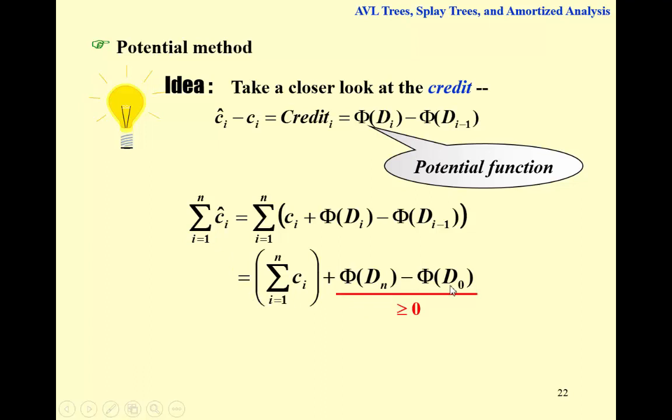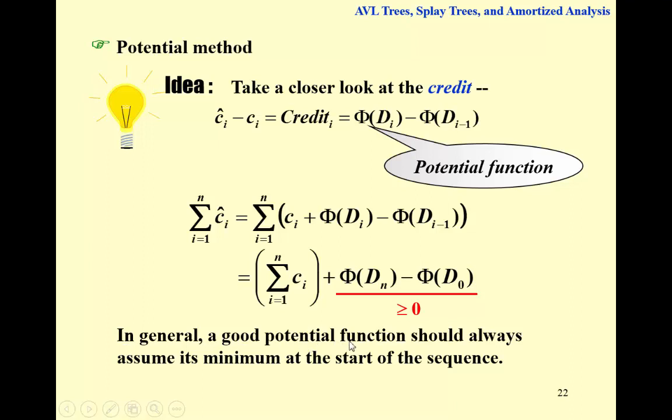So if we can make sure that this part is non-negative, then we can be sure that the amortized total cost is an upper bound for the actual total cost. So the hardest part of using the potential method is to define a good potential function. Instead of guessing the proper credit for each operation, we have to guess a good potential function for the current problem structure. Sounds quite abstract, right? In general, a good potential function should always assume its minimum at the start of the sequence. So this number is supposed to be the smallest one, and therefore guarantees that this part is non-negative. So everything else can work. But how to define a good potential function is another story, and it's quite hard.